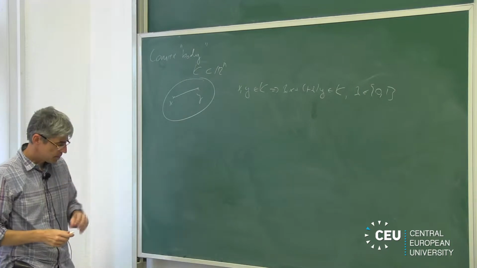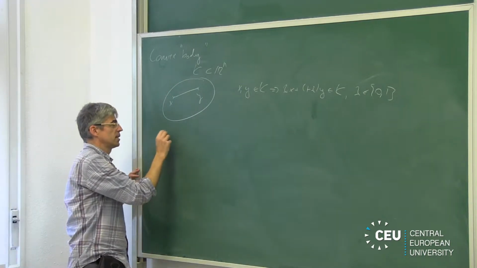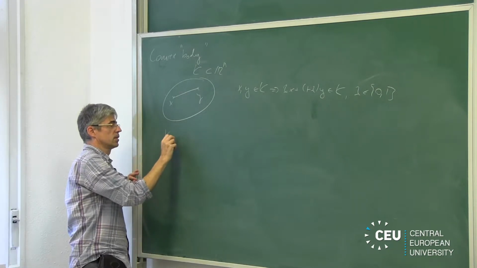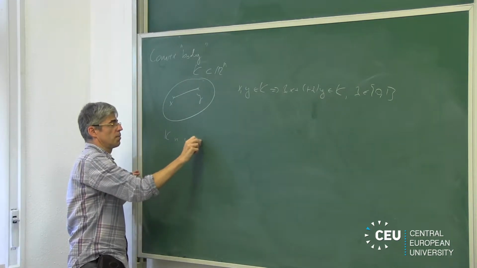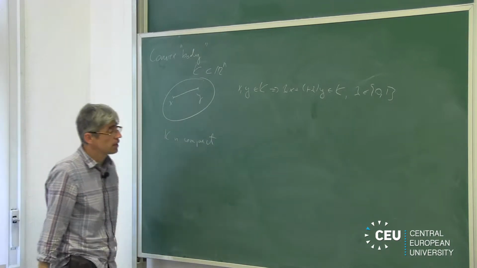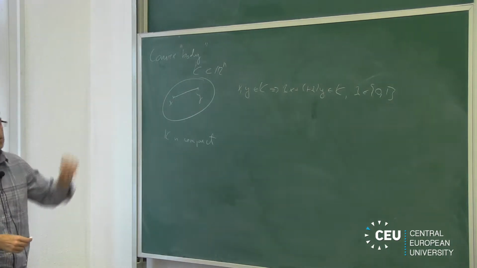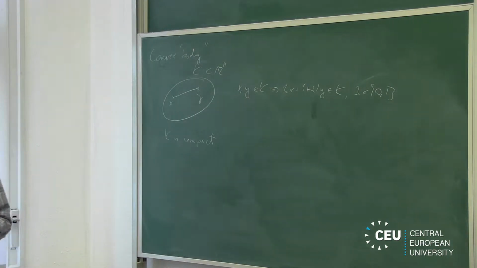You know, this is a parametrization of the segment connecting x and y. And the other part, the body, I will mean that K is compact. It may have an empty interior. It's a kind of shorthand notation for compact convex sets.